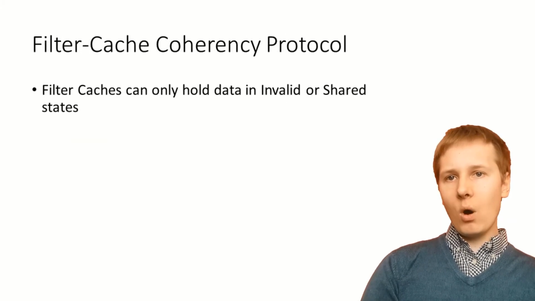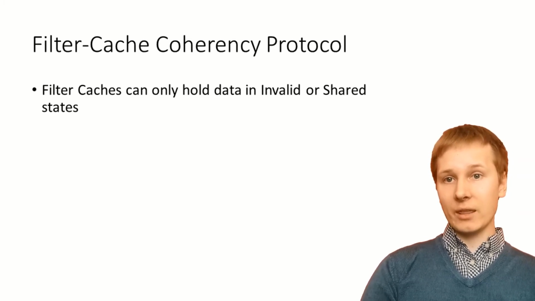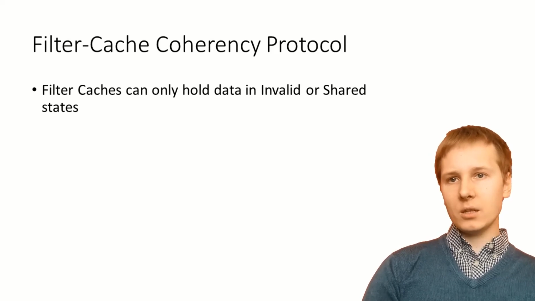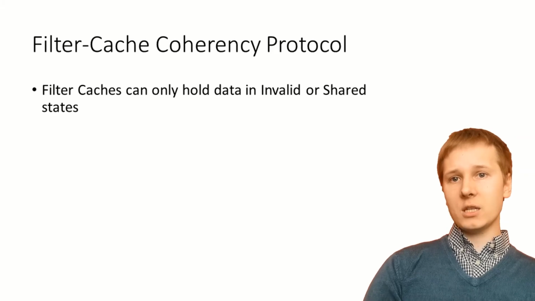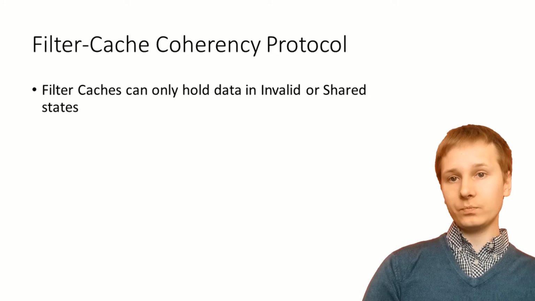Still, we want filter caches to be able to participate in the coherence protocol. This means that loads in the filter cache can be committed without adding a commit-time transaction to check that we have the correct coherent value. To do this, MuonTrap uses two invariants. The first is that filter caches can only hold data in shared or invalid states. This means that no filter cache needs to be aware of the data in any other.